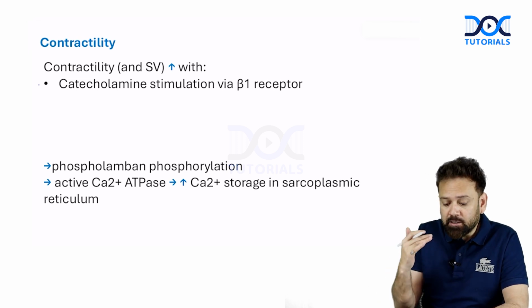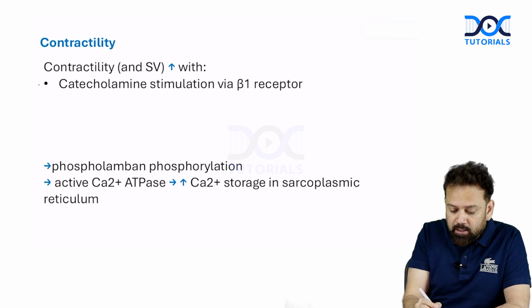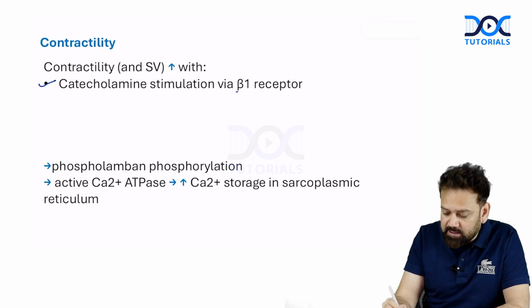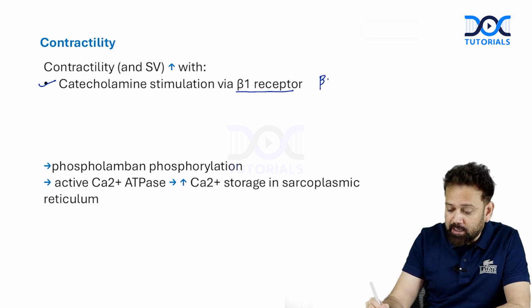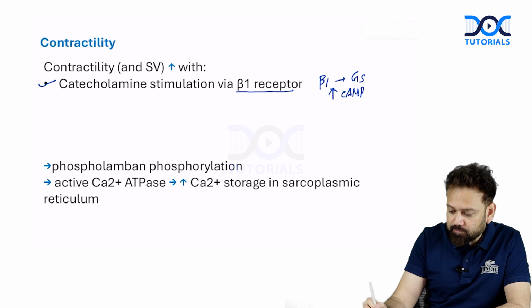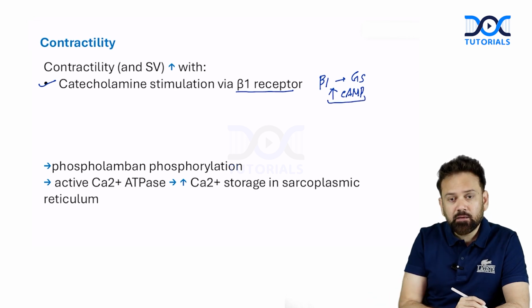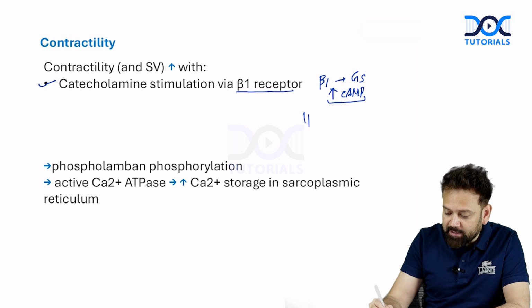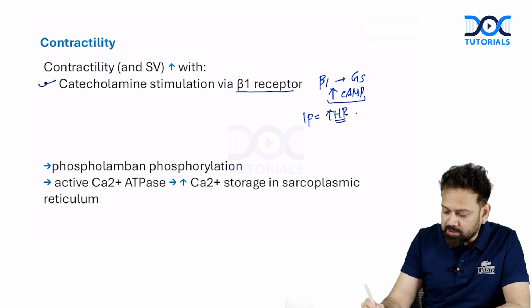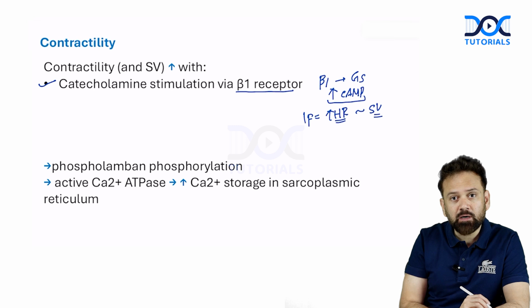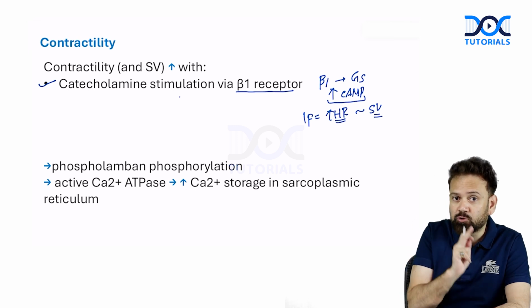Okay, now contractility and stroke volume. Because of contractility, stroke volume will also increase. Why? Catecholamine stimulation via beta 1 receptor. What is beta 1 receptor? If you remember, in the electrical activity of the heart chapter, in the cardiac muscle, it is G stimulatory. It was increasing cyclic AMP, and the funny current was cyclic AMP dependent, so that was increasing the heart rate. So that will increase the stroke volume and contractility. Number one. Do you remember this or not? If you don't remember, please go back to the same chapter.